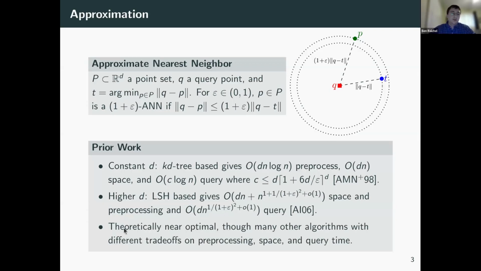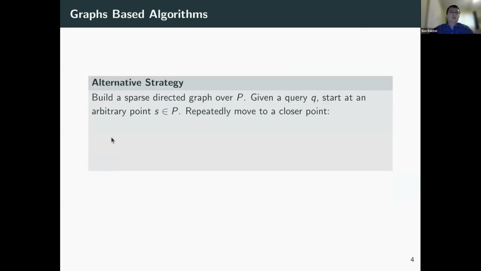And from the theory side, these results are at least near optimal in some sense, although there are a lot of other algorithms with different trade-offs in preprocessing, space and query time. But actually, my focus today is not on the theoretically best algorithm. Instead, what I want to do is talk about a particular strategy to get nearest neighbors or approximate nearest neighbors that's used in practice.